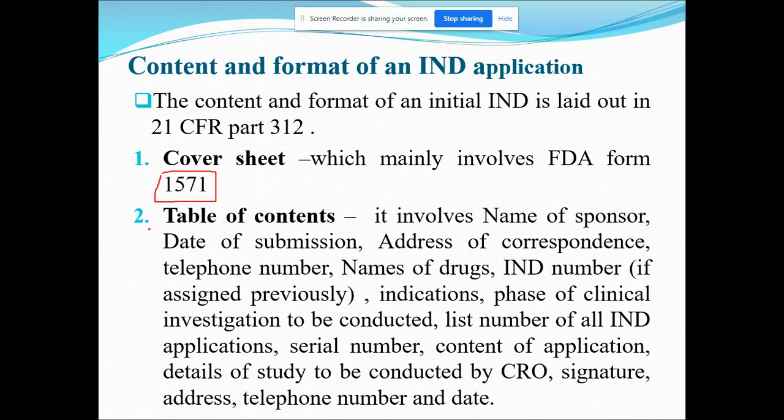Second, the second content is the table of contents. It involves the name of the sponsor, म्हणजे name of the applicant जो IND साठी अप्लाय करतोय, date of submission, address of correspondence, telephone number, name of the drugs, IND number if it was assigned previously, indications, phases of clinical trial studies, investigation which is to be conducted, list number of all IND applications, serial number, content of application, details of study to be conducted by CRO.